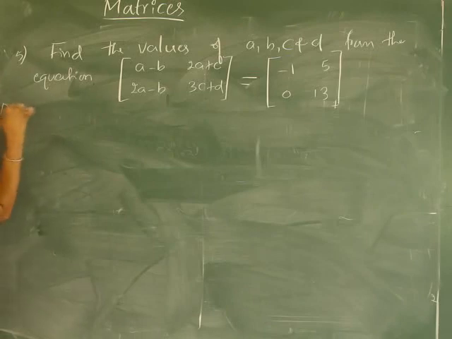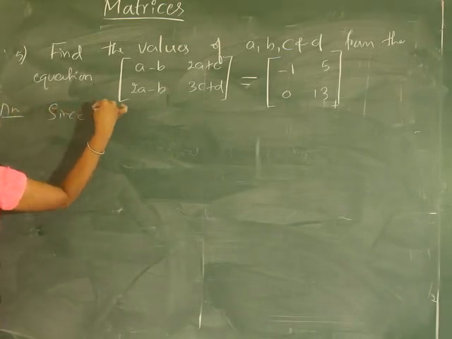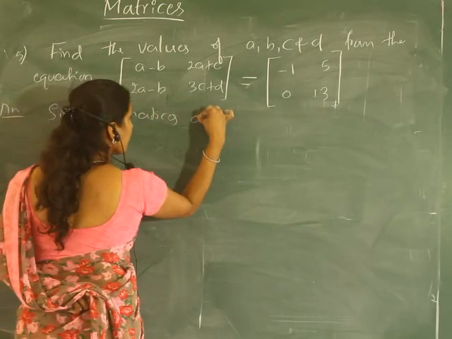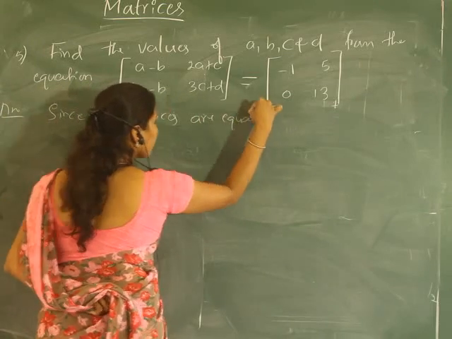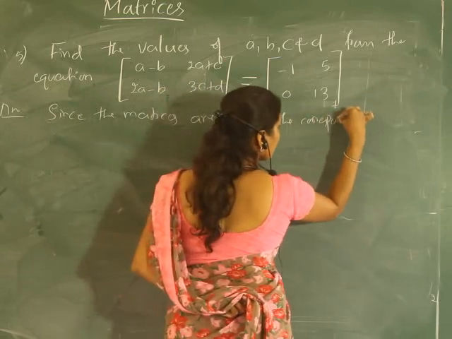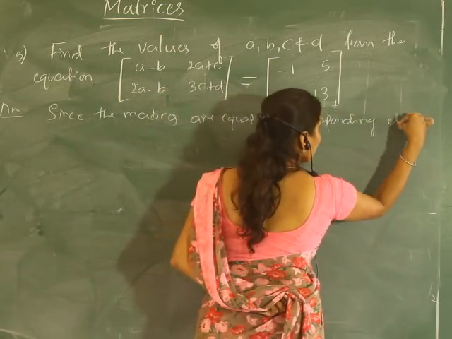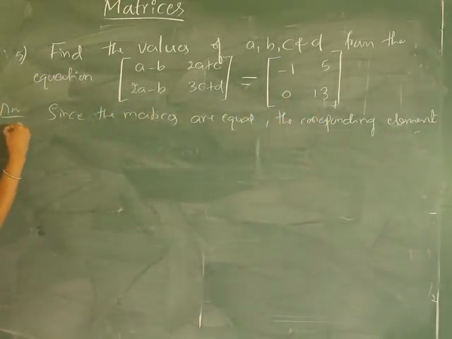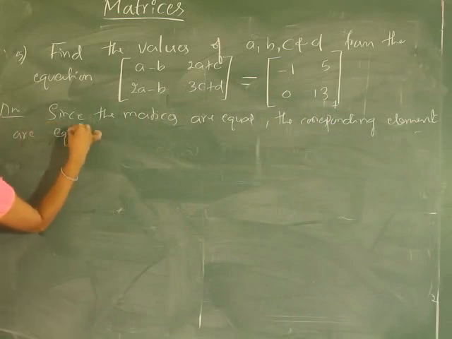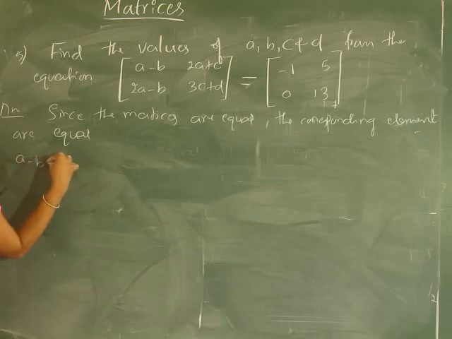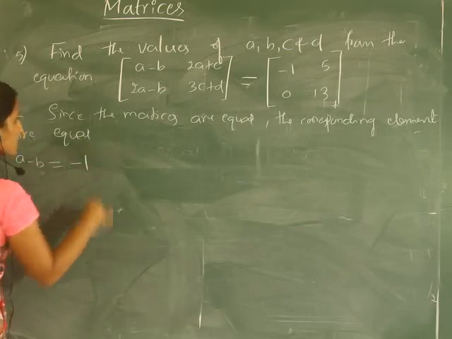So since the matrices are equal, the corresponding elements are equal. Therefore A minus B is equal to minus 1.